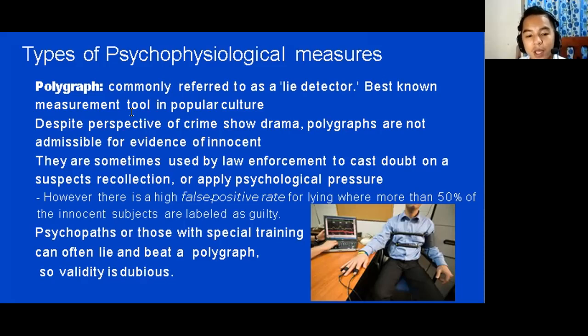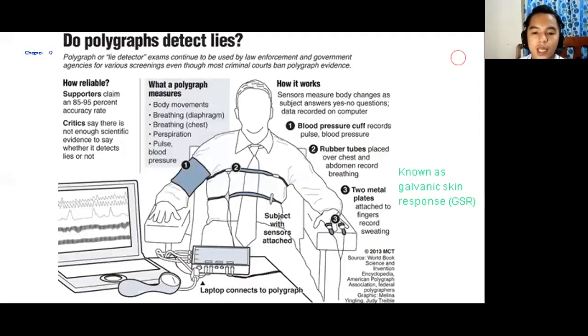Psychopaths, or those with special training, can often lie and beat a polygraph, so its validity is dubious. As I have said, a polygraph can be beaten, especially by well-trained individuals. They can really lie during the conduction of the polygraph. Now let's take a look at what really is in a polygraph.